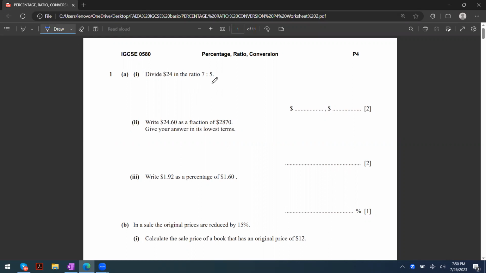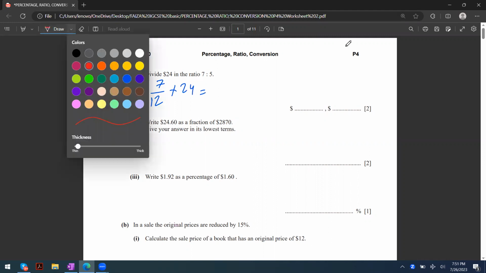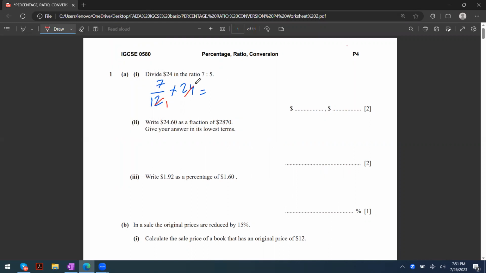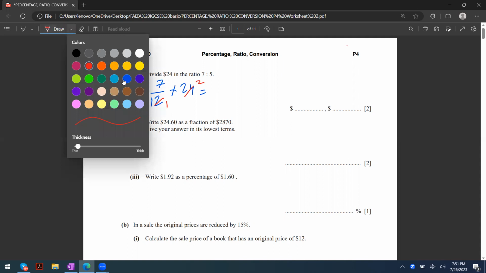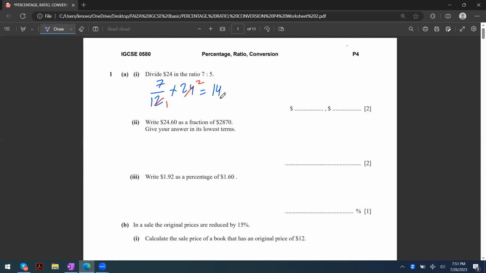Divide 24 in the ratio of 7 to 5. That's very simple. Individual ratio 7, total 7 plus 5, 12 times 24. You can cancel here. 12 ones are 12, 12 twos are 24. 7 twos are 14. So that means 7 ratio will be 14. And for the number 5, you can just subtract 24 minus 14. That is 10.